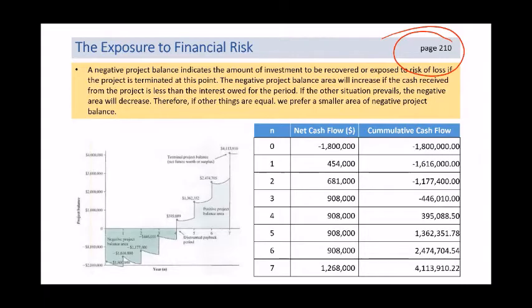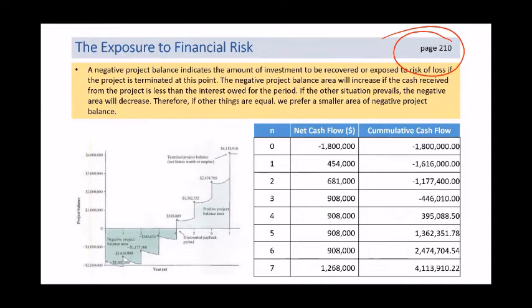Here we have the cumulative cash flow, and we said that the cumulative cash flow is also the balance of the project. And you can notice that from year 0 up to year 3, the balance of the project is negative. What does it mean by negative balance? It says here, a negative project balance indicates the amount of investment to be recovered. That means you have not yet recovered your investment. That's why this is also related to the payback period, because the payback period indicates the time you recover back your investment. While it is not yet the payback period, the balance of the project is negative.